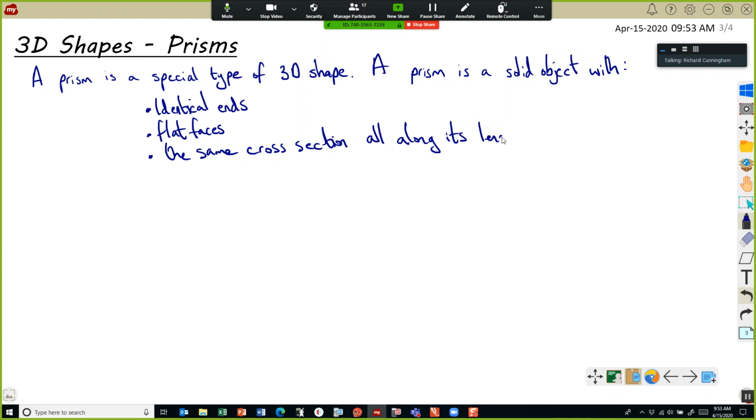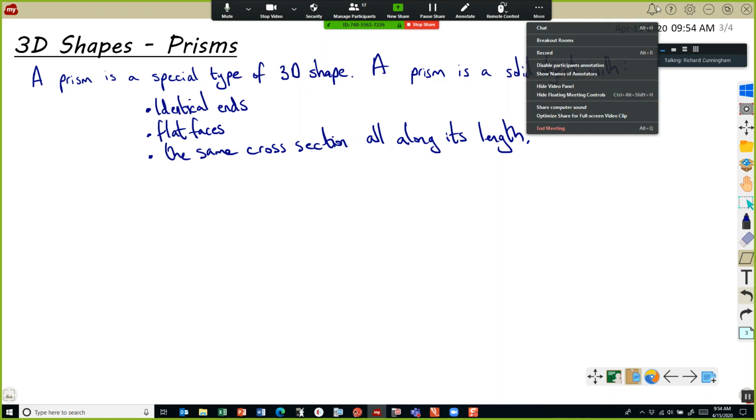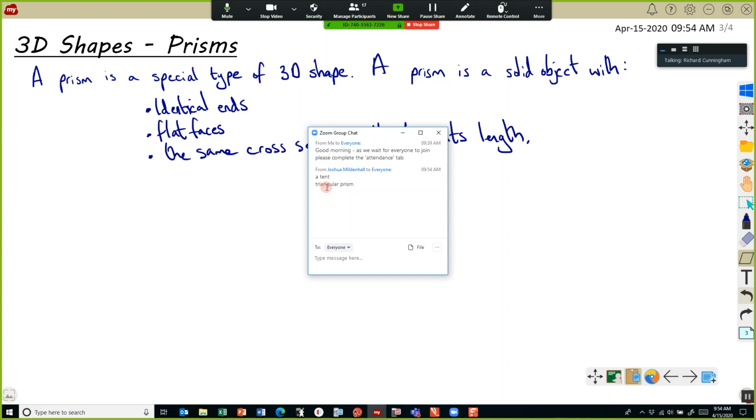Can anybody give me an example of what you think a prism might be? Something that you see maybe in everyday life. Anybody know of any? No? Okay, well what about a tent? Yeah, a tent is a good one, actually. Let me just bring up a triangular prism. Yeah, a tent is a triangular prism. Nice one, Josh. Good.